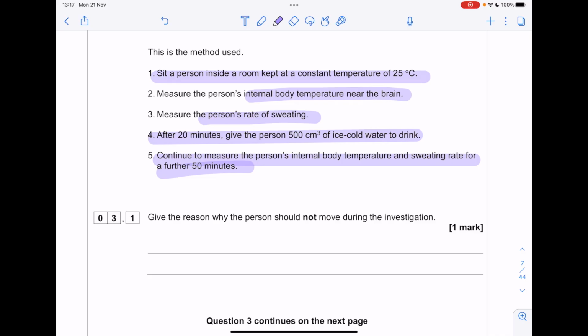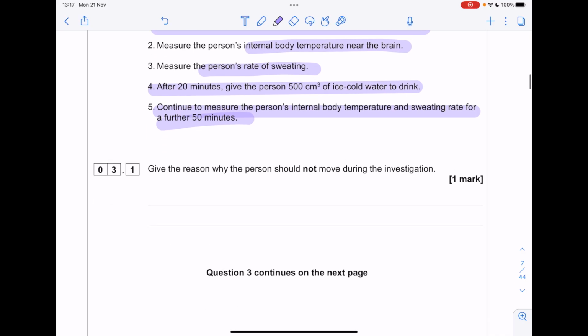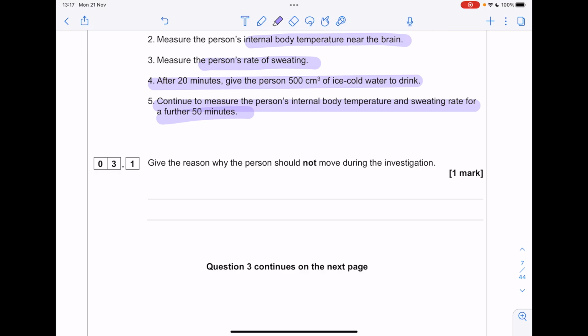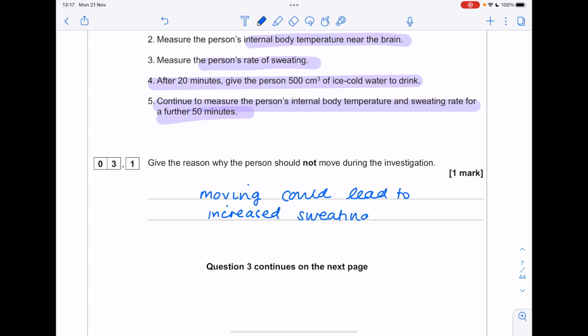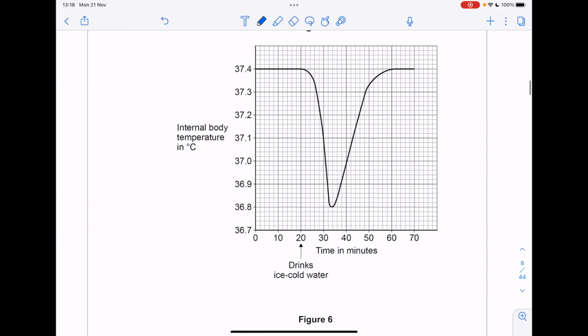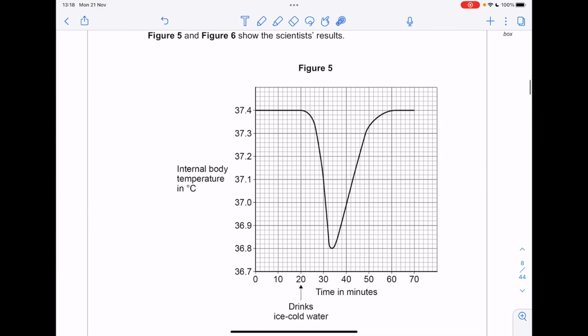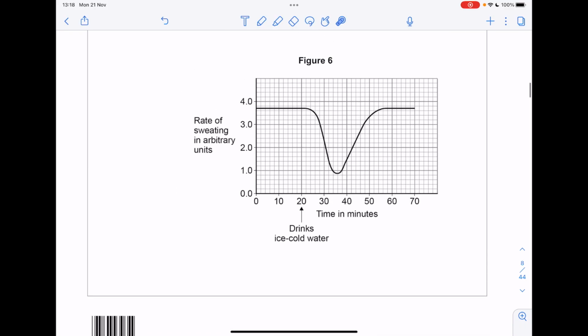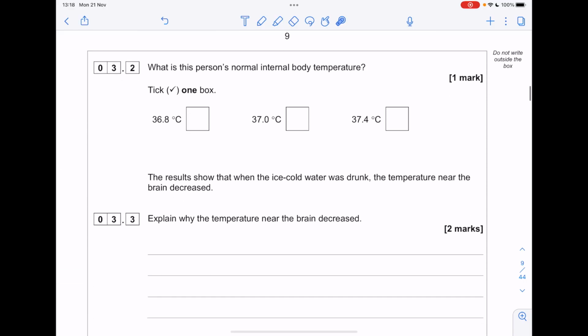Give the reason why the person should not move during the investigation, because if you're moving, you might be sweating a bit more. Figure 5 and 6 show the scientists' results. So here's the internal body temperature dipping when they've had that cold drink, and then it rises again. And the rate of sweating decreases as well when they've had a drink.